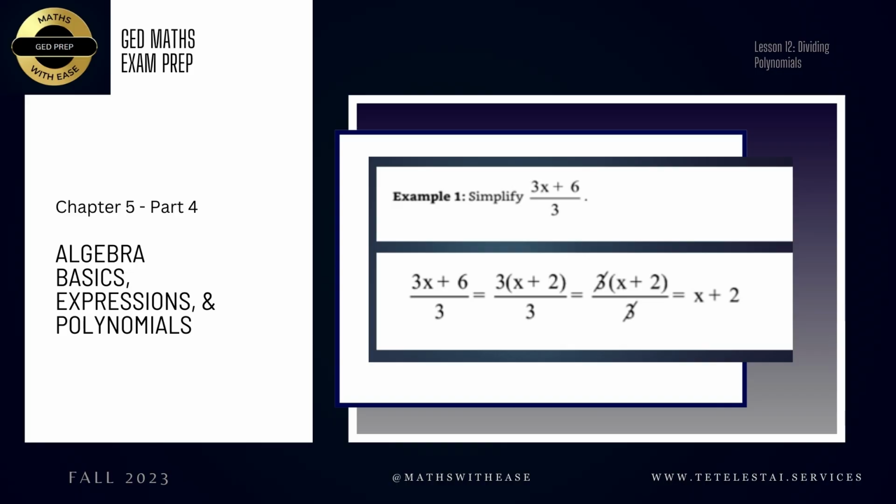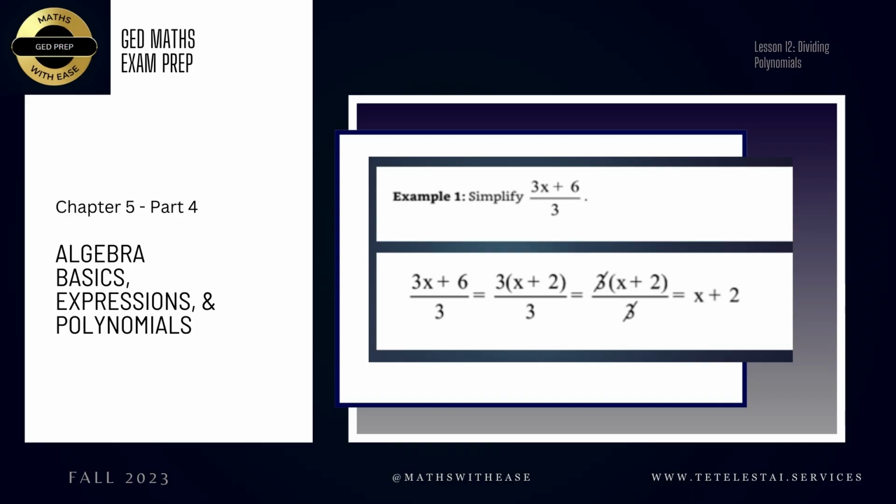Let's say you plug in 10. 3 times 10 is 30. 30 plus 6 is 36. 36 divided by 3 is 12. So if you plug in 10 here, 10 plus 2 is 12.